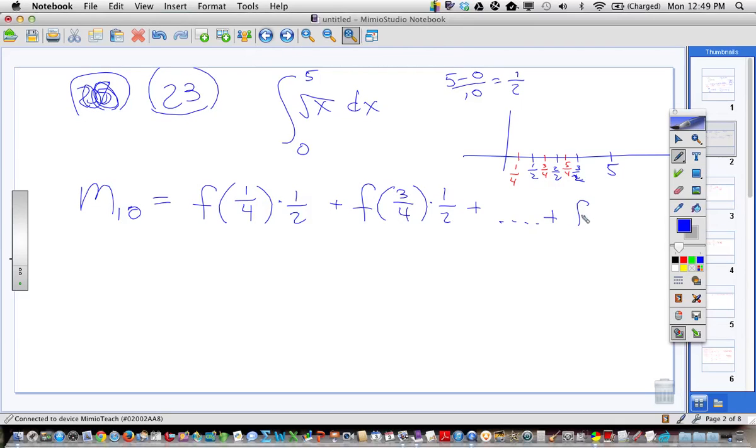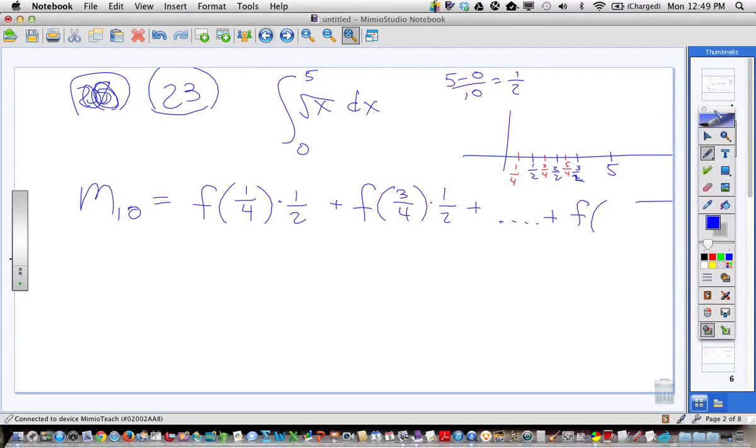I'm going to run out of room, so I'm going to stop. And what's my last one? I always like to put the last one in there because it's not necessary, but it helps you to double check, and you're going to see for something we're going to do today, the last one can be very helpful. What will the last one be?